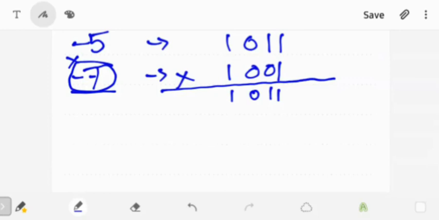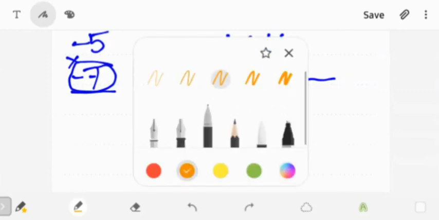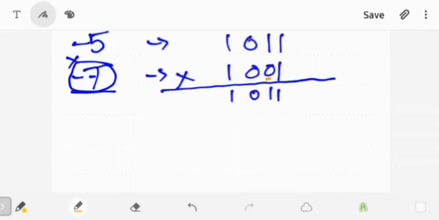Okay. Now multiply with the second element. Second element is what? 0. Okay. Second element is 0. So if you multiply with the second element, what will you get? 0 0 0 0.